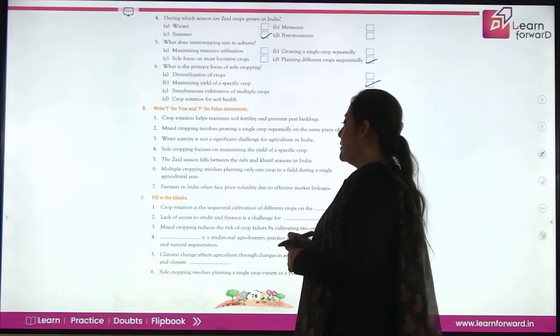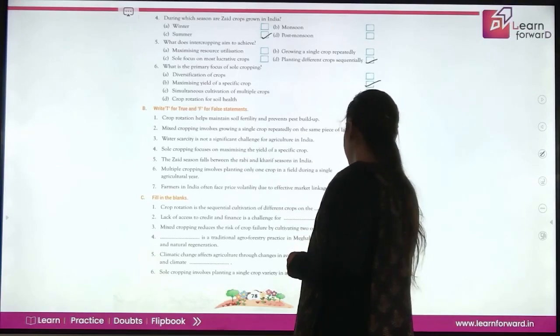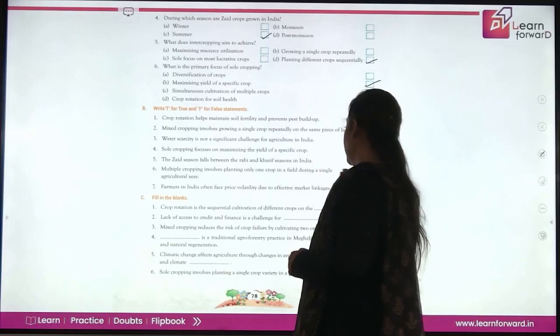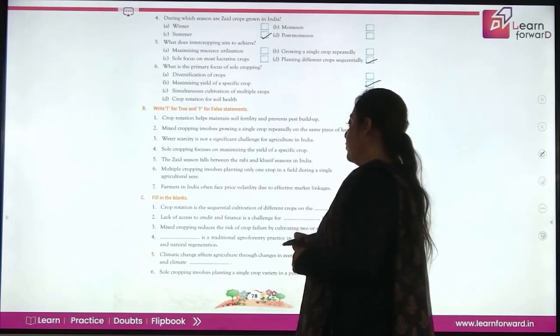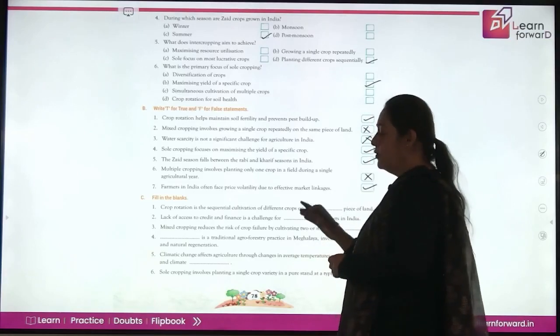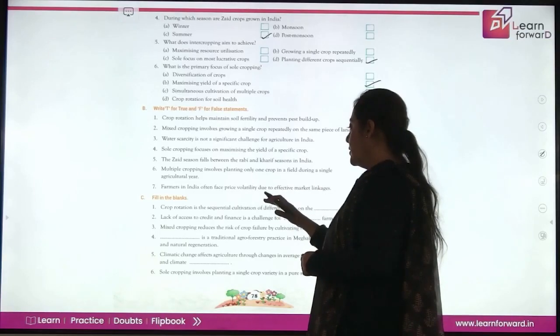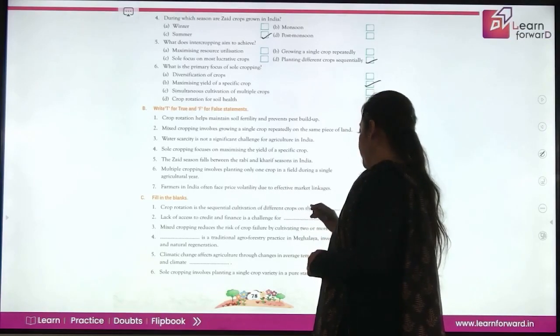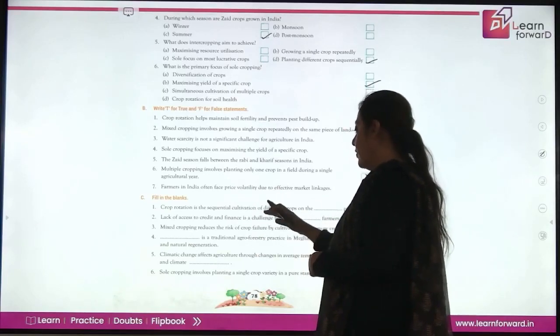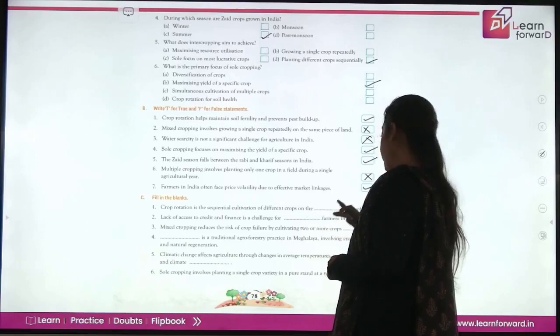Yes. The Zaid season falls between Rabi and Kharif season. Yes. Multiple cropping involves planting only one crop in a year. No. Farmers in India often face price volatility due to effective market linkages. Yes. Now let's come to the fill in the blank. Crop rotation is a sequential cultivation of different crops on the same piece of land. Lack of access to credit and finance is a challenge for small and marginal farmers in India.